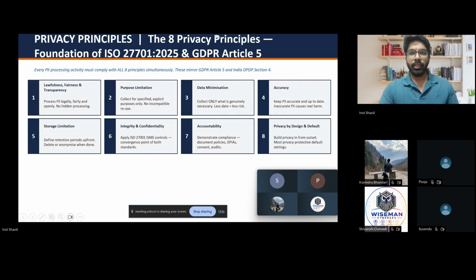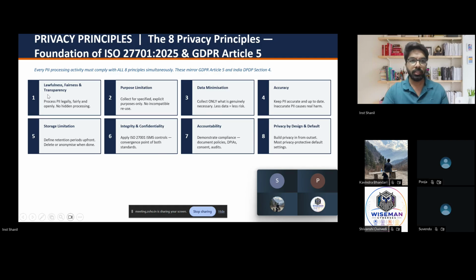Okay, the 8 privacy principles. So this is a brief about the foundations of ISO 27701, which is related to GDPR Article number 5. Every personally identifiable information processing activity must comply with all these 8 principles together. These coincide with GDPR Article number 5 and DPDP Section 4.